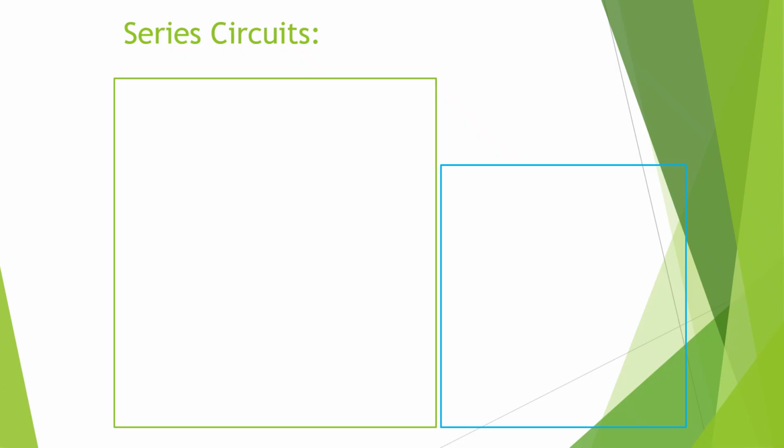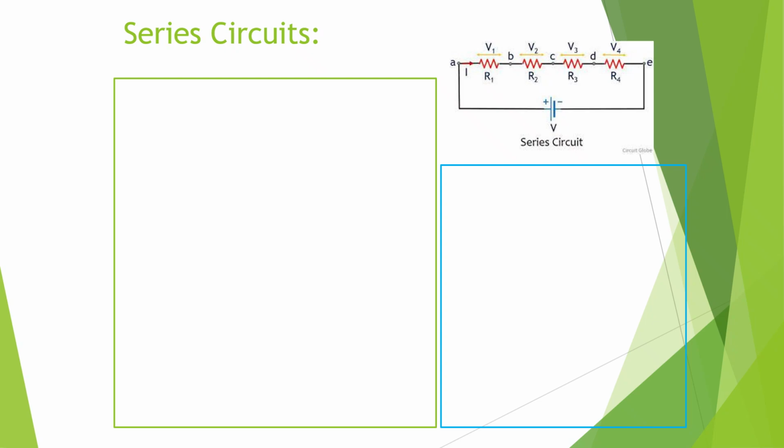Okay, in series circuit, first we'll start with an example. This is called a series circuit, an example. So how are we saying this is a series circuit? Imagine a train, where the compartments, the coaches, are connected one behind the other.